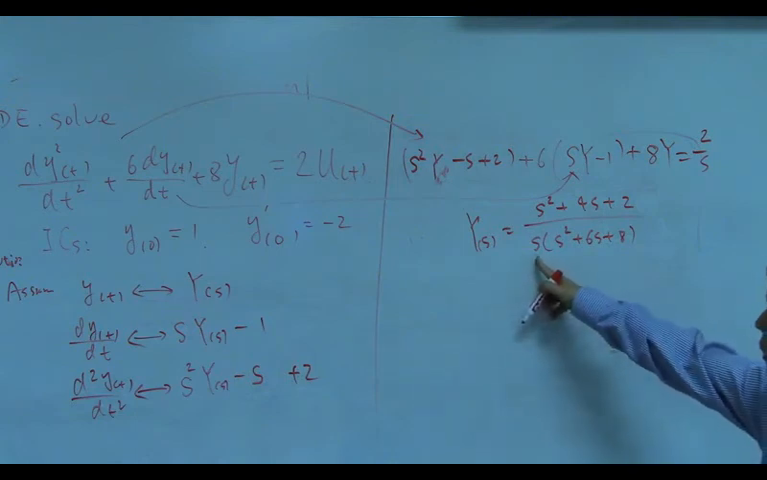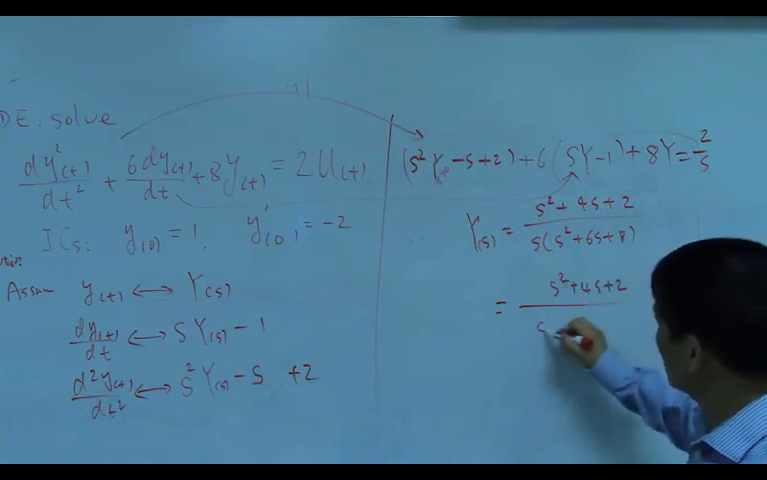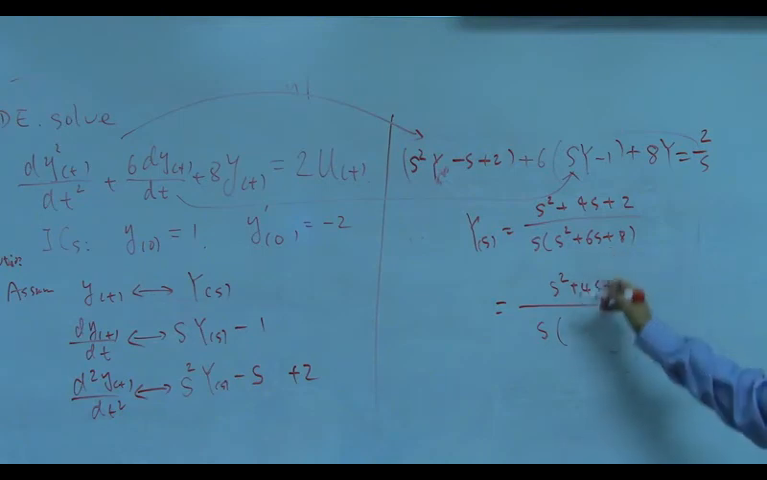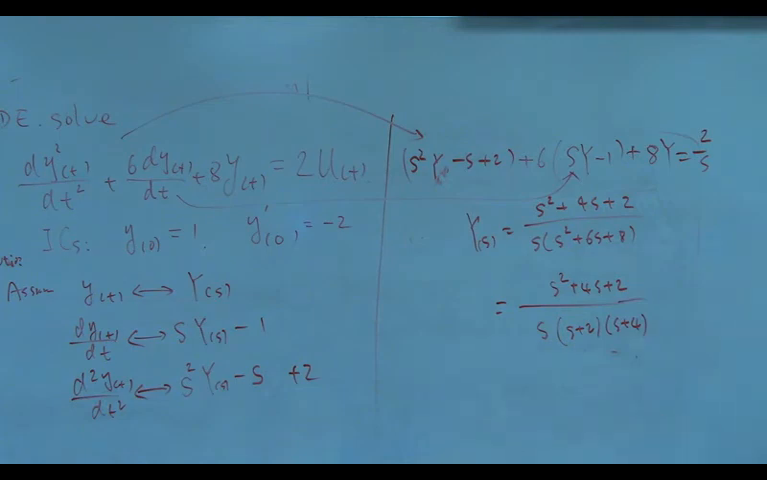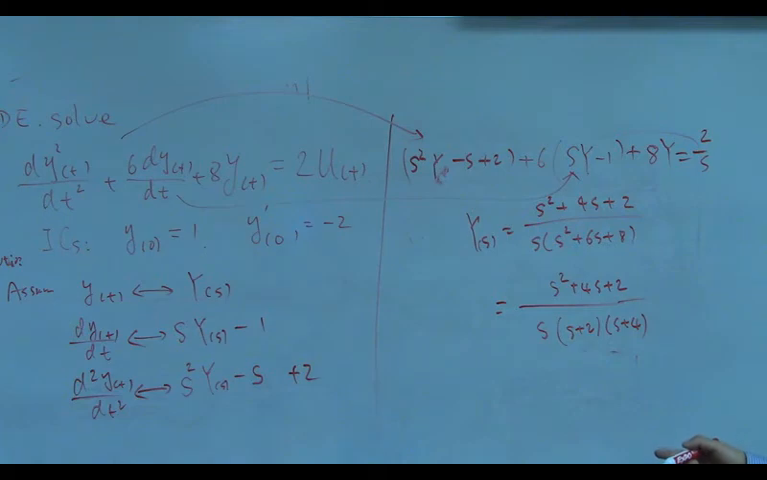The top is s² + 4s + 2. The bottom, you use a cross product: s, then (s + 2), then (s + 4). Look at this. Do we have a repeated root? This root equals 0, this one equals negative 2, this one equals negative 4. Do we have a repeated root? No. Now good, we can just use the simple method to do this.